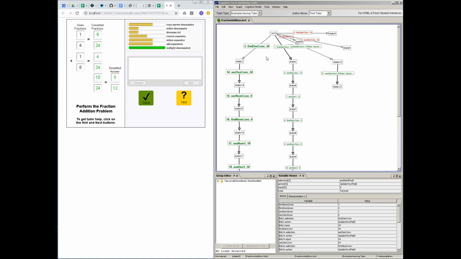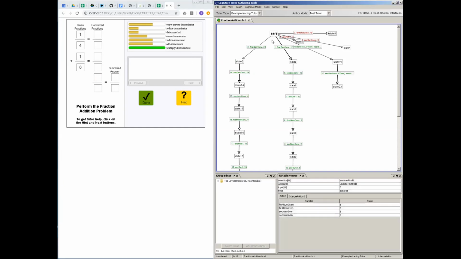An author can record more steps. So if I return to the start state, it clears the interface, and I switch to demonstrate mode, then I could record potentially other steps. Now, 24 and for that matter 12 aren't the only common denominators. 48 should also work here.